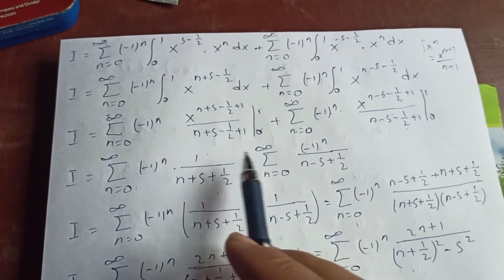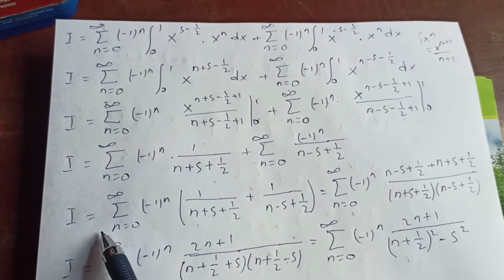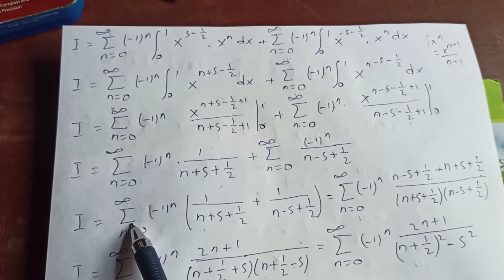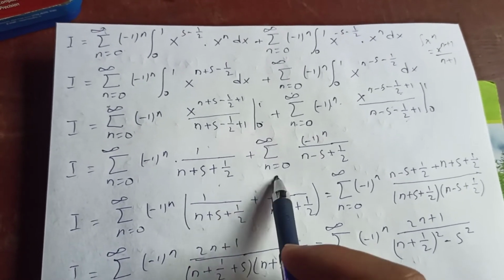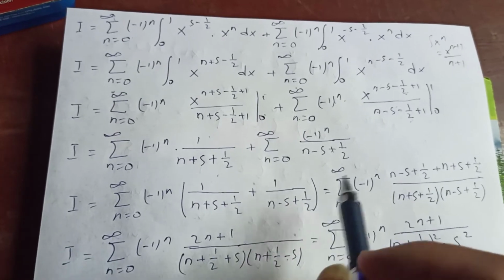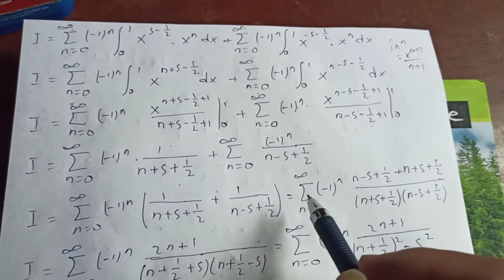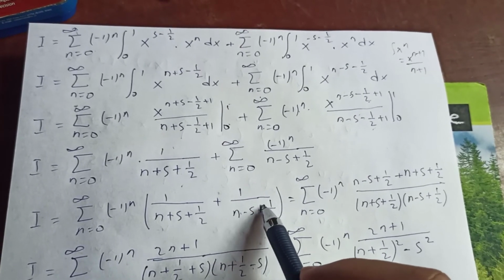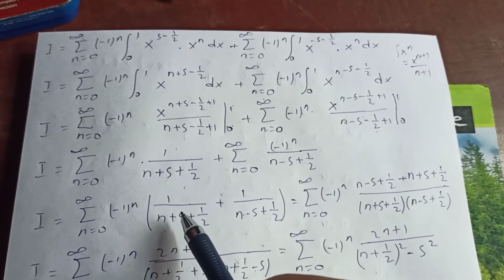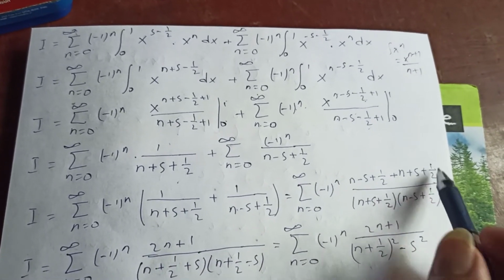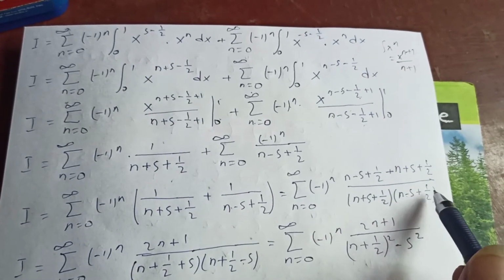So now this sum and this sum are common, so I is equal to the sum from n equal 0 to infinity of (-1)^n times (1 over n+s+1/2 plus 1 over n-s+1/2), which is the sum from n equal 0 to infinity of (-1)^n. Now combining them, you get this one, n-s+1/2, plus this one, n+s+1/2, upon (n+s+1/2) into (n-s+1/2).